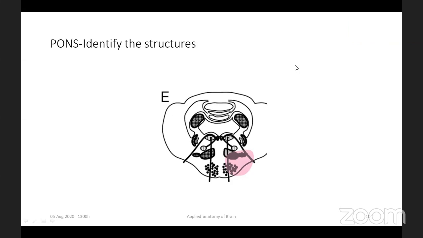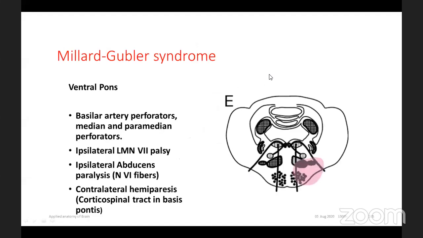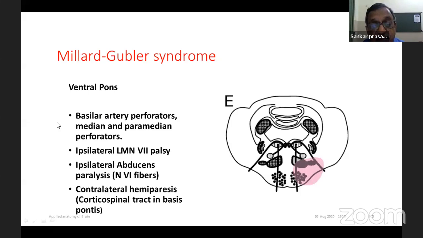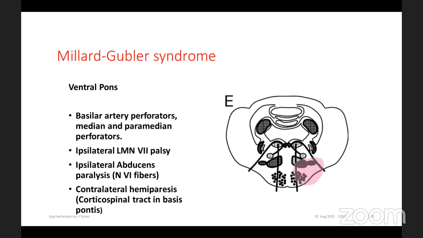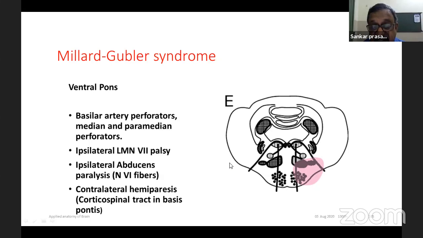So it is sixth nerve fascicle, seventh nerve fascicle, and corticospinal tract. This is Millard-Gubler syndrome. Basilar artery median and paramedian perforators are involved here. So you have ipsilateral seventh nerve palsy, ipsilateral abducens nerve palsy, and contralateral hemiparesis because of the corticospinal tract in the basis pontis. This is Millard-Gubler syndrome, which is a very nice 6, 7 and CST. Excellent. That's very nice.